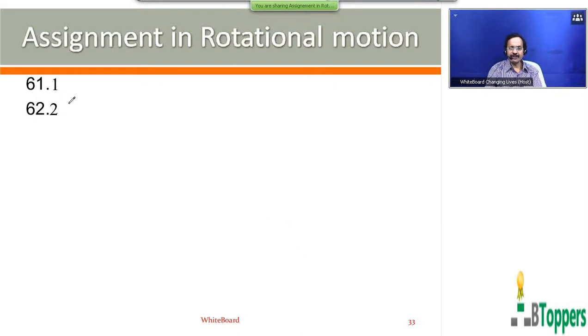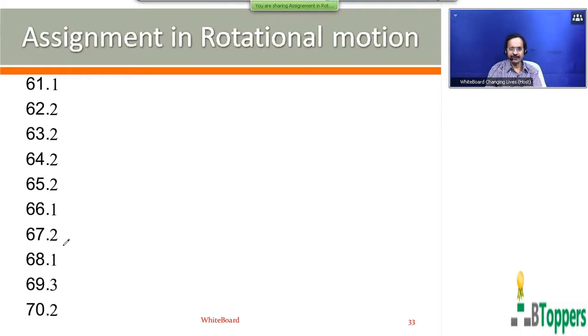For question number 61, first option is answer. For question number 62, second option is answer. For questions 63 to 65, second option is answer. For question number 66, first option is answer. For question number 67, second option is answer. 68, first option is answer. Question number 69, third option is answer. Question number 70, second option is answer. In case you need more time to copy the answers, mark your answers, you can take a pause.